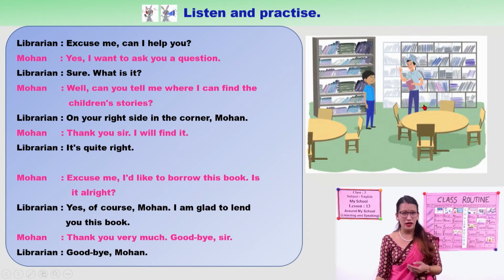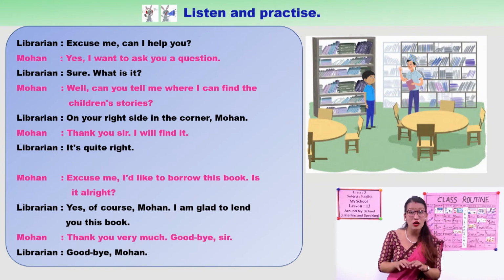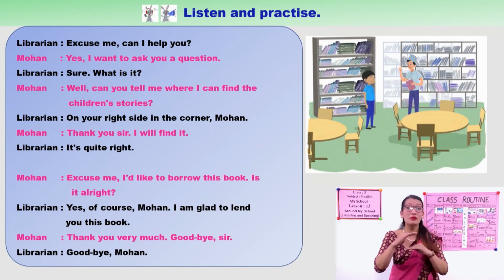And the librarian says, it's quite right. ठीक छ, it's quite right. And Mohan starts to, के गर्न थाल्छ होला मोहनले? Good! Mohan starts to search the book. Does it take time to search the book or not? Yes. Time लाग्छ नि book खोज्न. That's why there was a pause. त्यही भएर बिचमा अटकेर बसेको थियो.